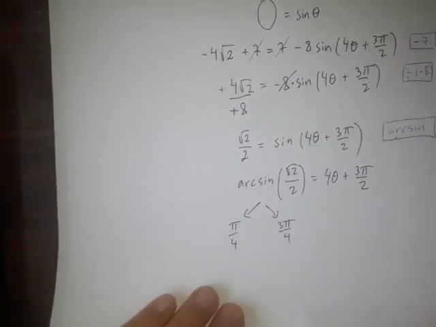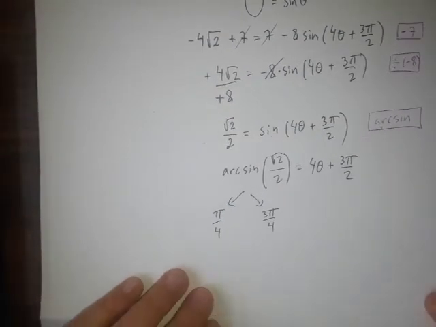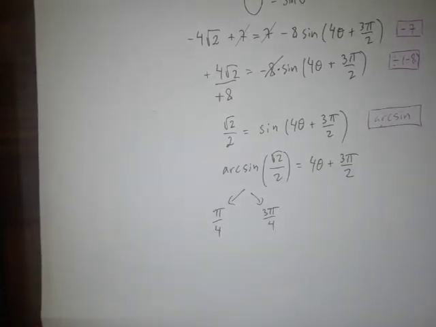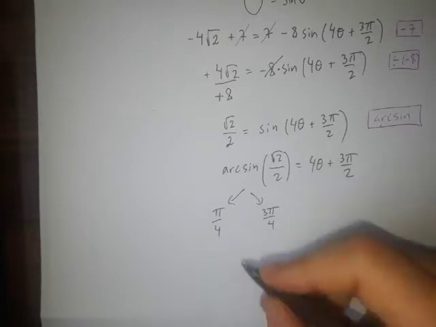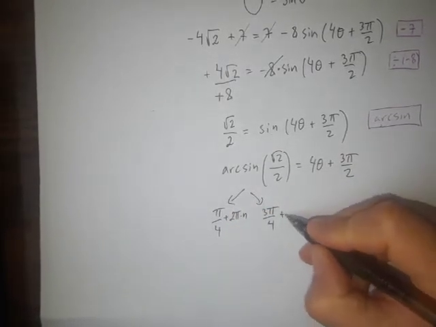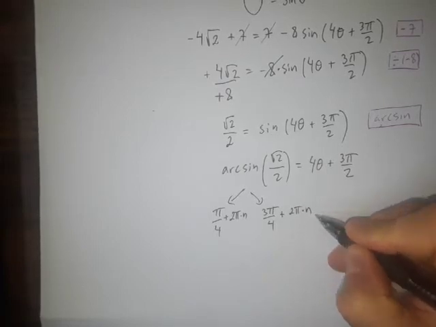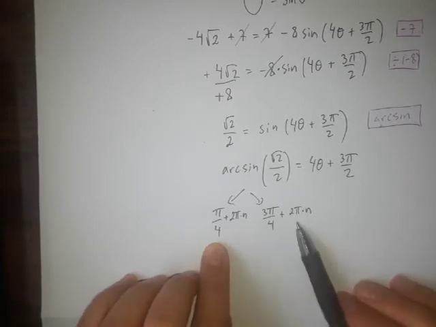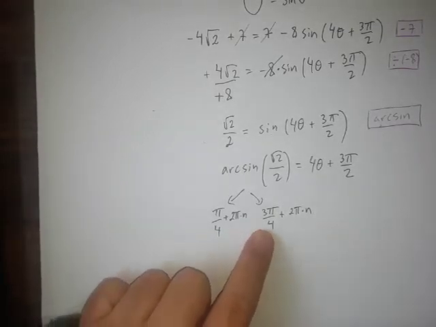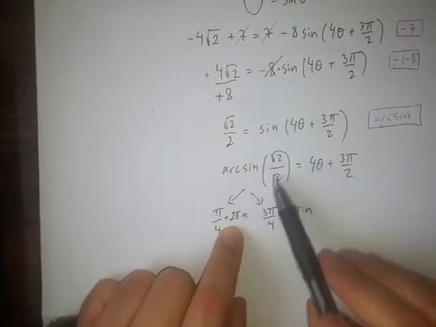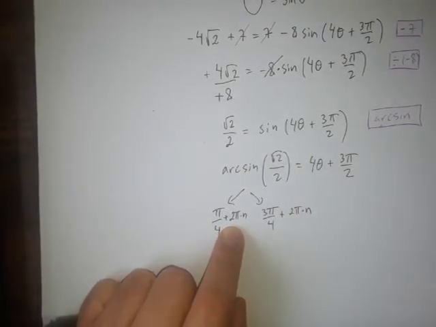But besides these answers, remember that this is a sine function and the sine function repeats forever every 2 pi. So we're going to have these values every 2 pi. So this is how we write all solutions, okay? Now that we have these two solutions for arc sine of square root of 2 over 2, we're going to build two equations out of this.